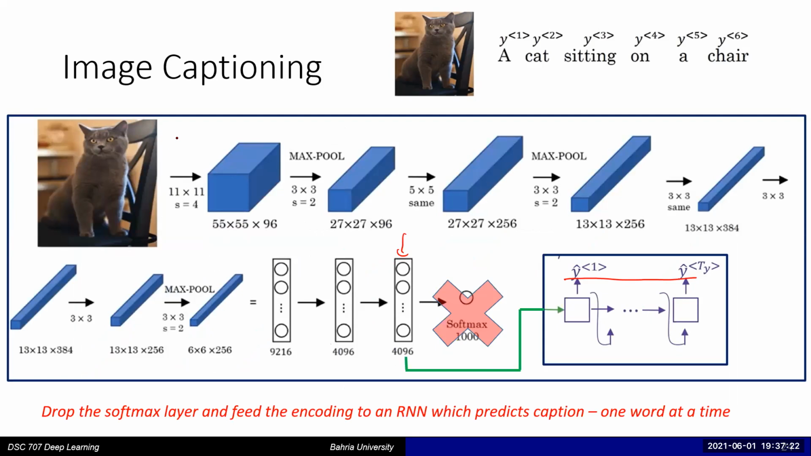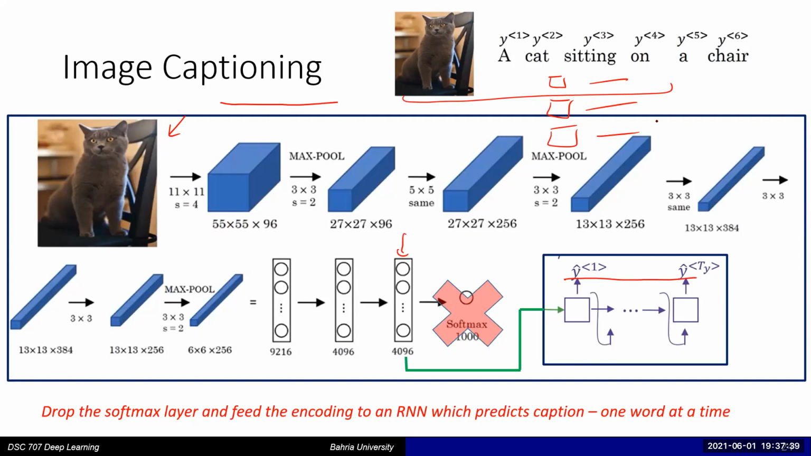How will I train it? Input would be the image and the output would be the caption. This is my training data, right? So this is one training example. Similarly, I will have another image, another caption, another image, another caption. I will have thousands or millions of such examples.